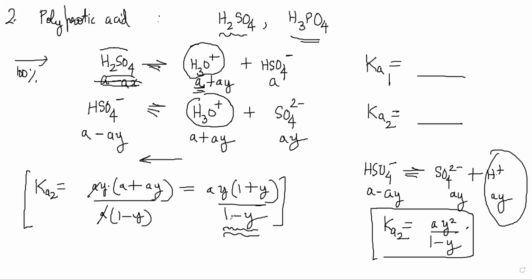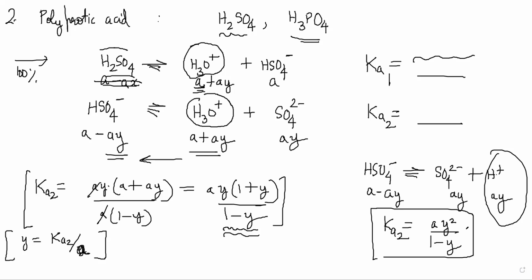So you can definitely say 1 minus Y and 1 plus Y will be 1 and 1. Got it. So you'll get Y is equal to simply Ka2 by A. Right? So you will get the amount of dissociation here. So you'll get final concentration of H3O plus, right? Correct. In case the first reaction was not 100%, then you have to do the Ka1 part also, right?